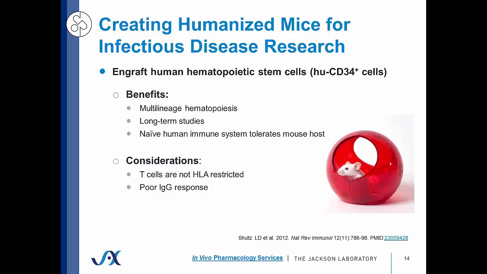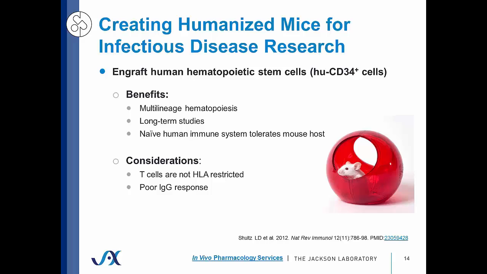Some considerations for using this approach are that although we see robust reconstitution of T cells, their functionality is different than it would be in a human due to the fact that they are educated in a mouse thymus in the context of MHC and not HLA. HLA, which is human leukocyte antigen, is the human counterpart for mouse MHC, or major histocompatibility complex. Another limitation is that IgG responses and production are poor, and this is due to the lack of germinal center formation, as well as poor antibody class switching.